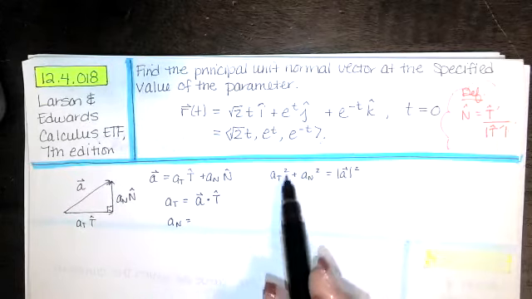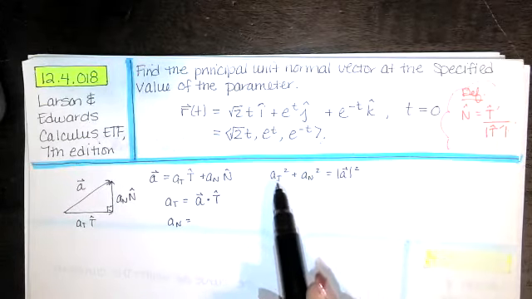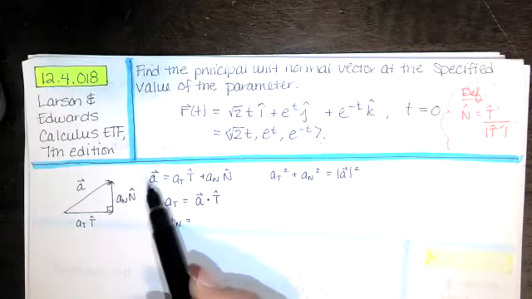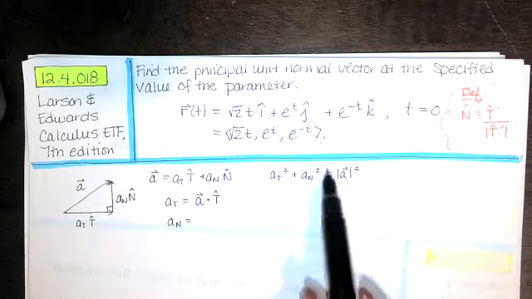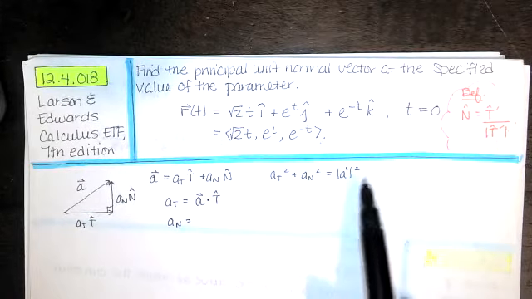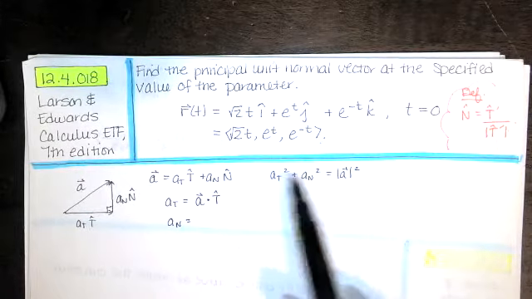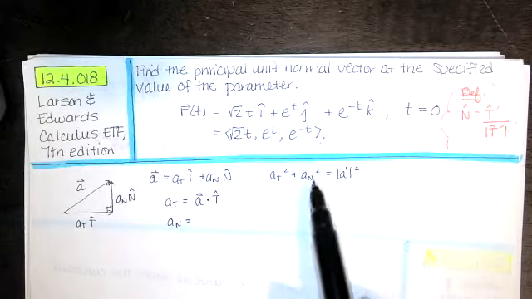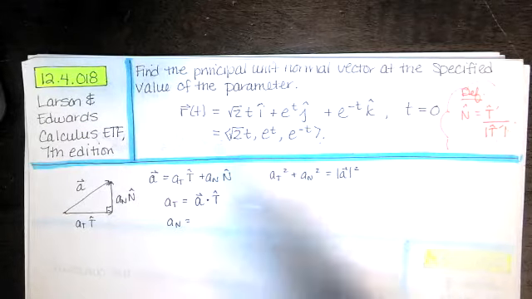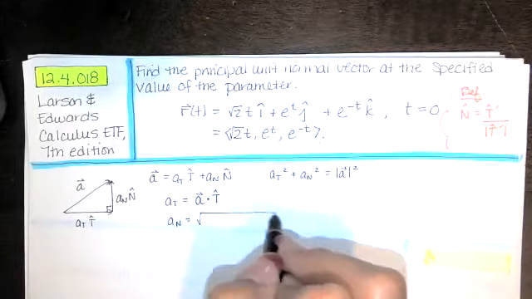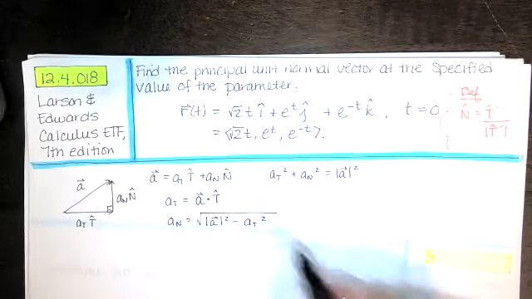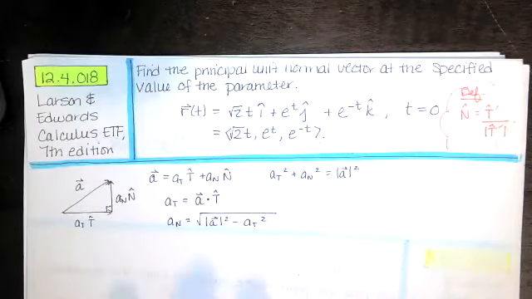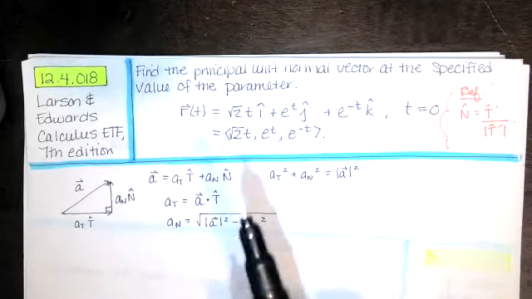Because we have this formula, we can solve for a sub n. And because we know how to find the acceleration pretty easily, just by taking the second derivative of position, we can find the magnitude of the acceleration vector. So 2 of these are known and there's 1 unknown. You can solve for a sub n by subtracting this from both sides and taking the square root. And we get this. So these are the formulas that I would recommend using.